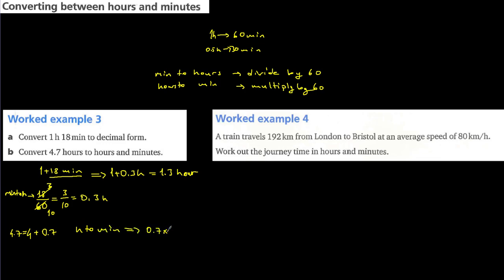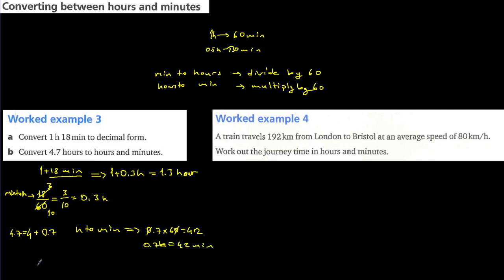0.7 times 60 it should be, which is equal to, when you simplify the decimals, this decimal point moved by 1 unit right, and this one you cancelled. 7 times 6 is equal to 42. So 0.7 hour is going to be equal to 42 minutes.